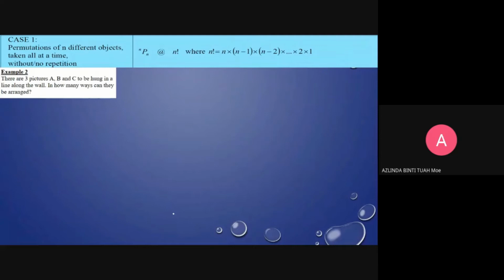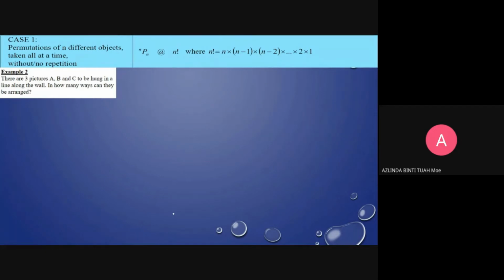Okay, terus masuk kepada soalan quiz pertama dalam permutation. Untuk jawab soalan permutation, first, step nombor 1 adalah you have to get the keyword from the question because every case has their own keyword. Kalau soalan case pertama dia ada keyword dia sendiri. Case kedua dia ada keyword dia sendiri. So first step you have to get the keyword from the question.